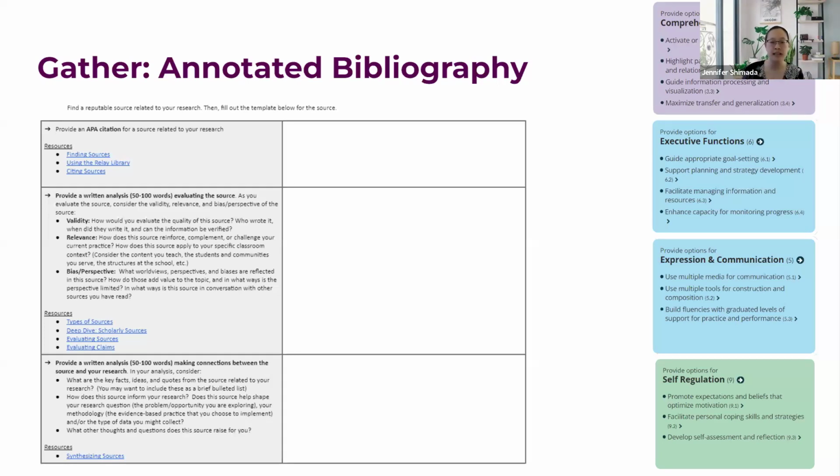So again, a graphic organizer like this one supports comprehension and executive functions by guiding information processing and facilitating managing information and resources. It also supports expression and communication. Instead of simply saying, do an annotated bibliography, it has graduated levels of support with specific questions that students should answer and links to additional resources if they need further support in how to complete that graphic organizer. And finally, there are several questions throughout that encourage self-regulation by asking students to self-assess and reflect on how their research is going so far.